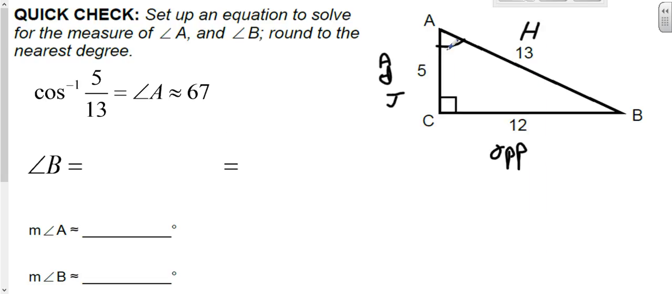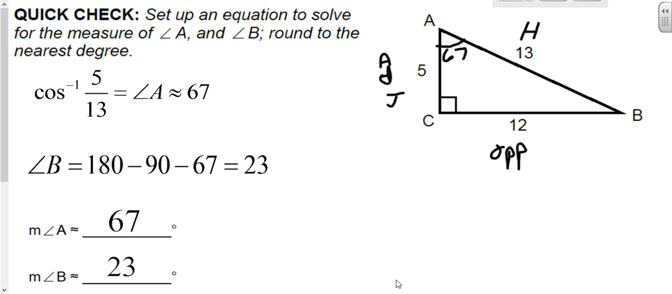To find the other angle, again, we don't have to use a trig equation when you know two of them. I know this is 90, this is 67. So again, we take the old 180 minus those two angles, gives us the one that's left, which is 23 degrees. So there's our two angles. Let me know if you got any questions.